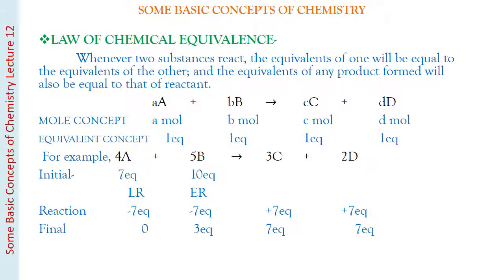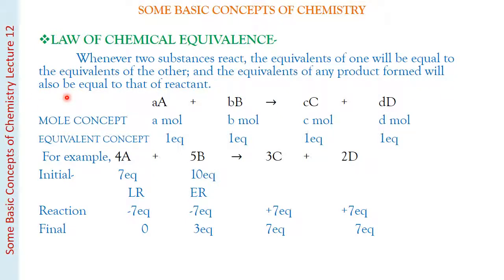Next we have is the law of chemical equivalence. So we have studied so many laws, the laws of chemical combination. We have one more interesting law, that is the law of chemical equivalence. So this states that whenever two substances react, any two substances, basically till now we have been focusing on acids and bases, this concept can be applied to any two substances. So whenever two substances react, the equivalence of one will be equal to the equivalence of the other, and this would be also equal to the equivalence of any product formed.